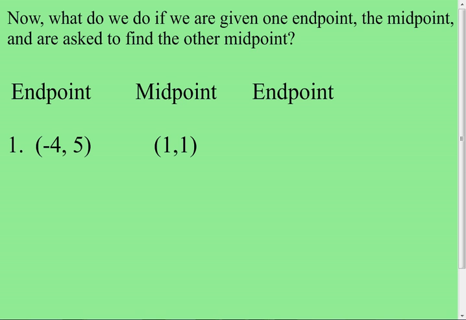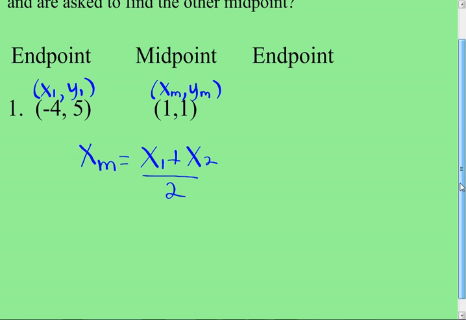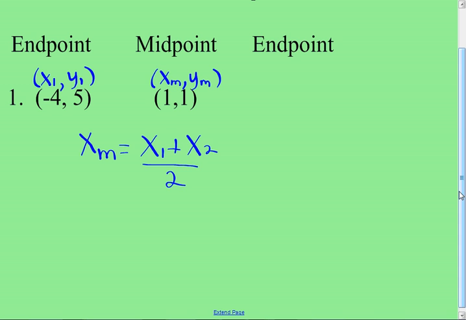Okay, now for the hard ones. Some of you will find other ways to do this. I'm going to write the formula down. This is xm. This is ym. This is either x1 or x2. It doesn't matter. So finding the x midpoint, it's x1 plus x2 over 2. And you're saying, yeah, I know that. And you're right, you do. But what goes where now?